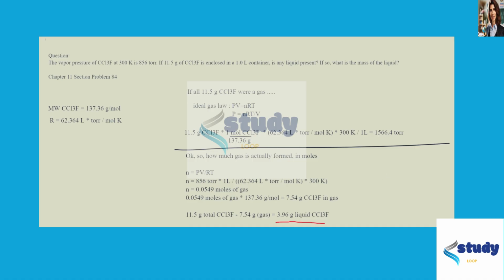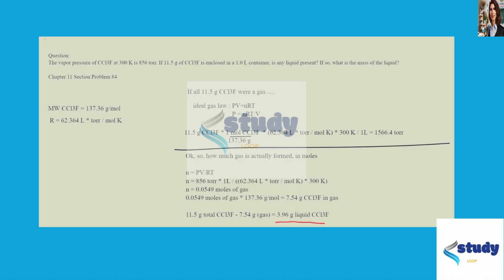Okay, this is Chapter 11, Section Problem 84. The question is, the vapor pressure of CCl3F at 300 K is 856 torr. If 11.5 grams of CCl3F is enclosed in a 1 liter container, is any liquid present? If so, what's the mass of the liquid?